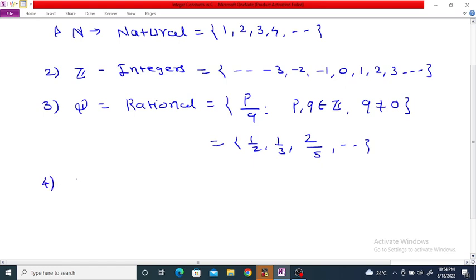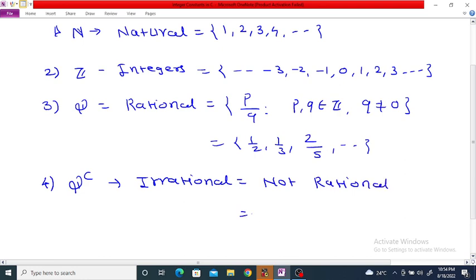Next, irrationals. It is denoted by this symbol. Numbers that are not rational are called irrational, or in other words, non-terminating, non-repeating numbers are called irrational numbers. For example, pi, e, under root 2, under root 3, under root 5, under root 7.